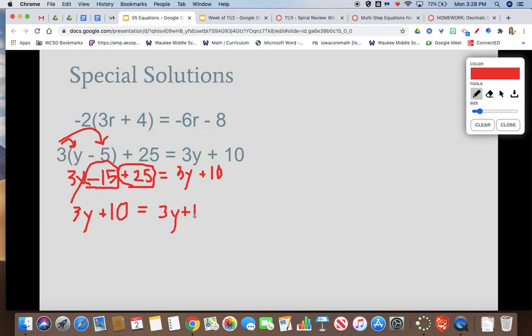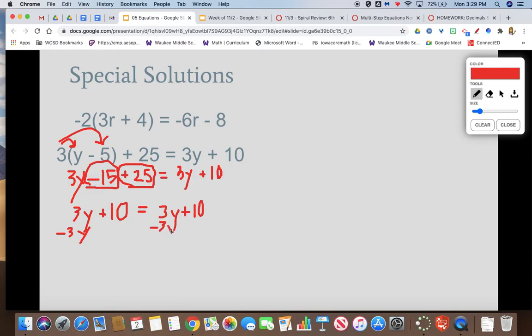At this point, maybe you're noticing that both sides have the same exact expression on them. So at this point, my little alarm is going off that this is likely a special solutions problem since the sides are identical, but we can continue moving just to see what happens. So I notice my 3y is my smallest variable, but it's actually the same variable on both sides.